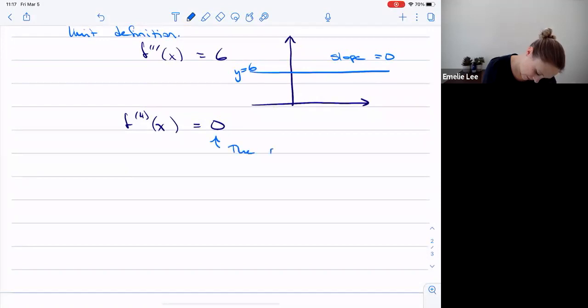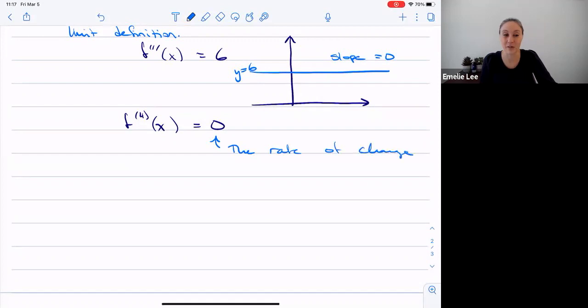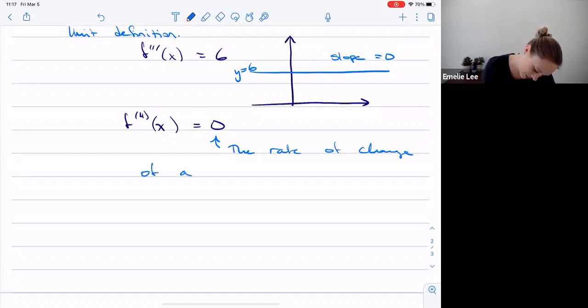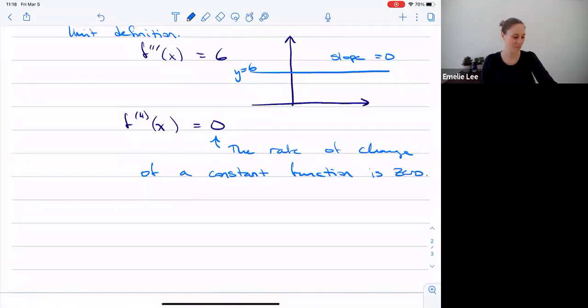Here, the rate of change, right? And especially if you spell it out this way, the rate of change of a constant function, well, a constant function isn't changing. So the rate of change of a constant function is 0. Okay. Which we could confirm using the limit definition of the derivative, but what do you say we leave it behind?